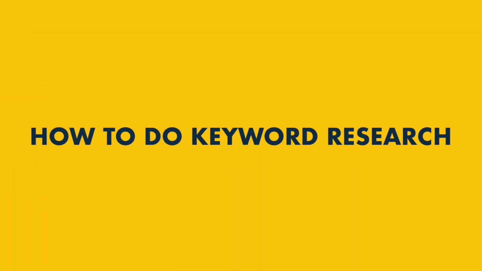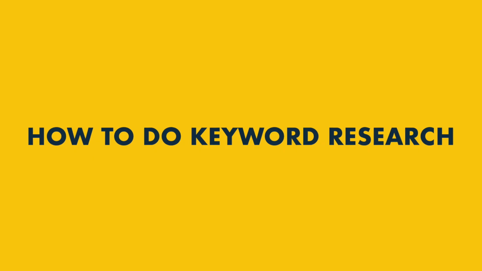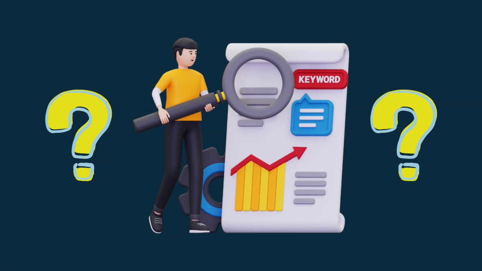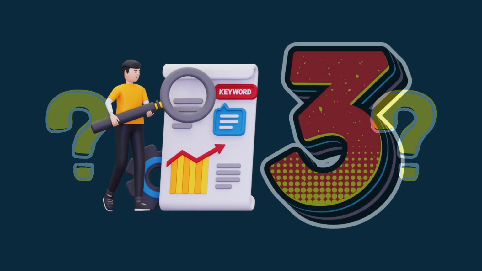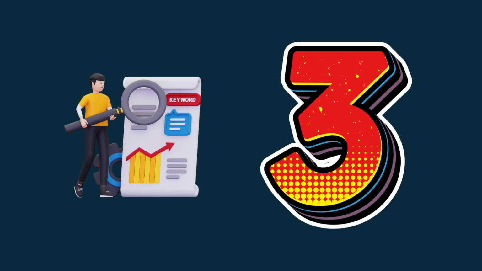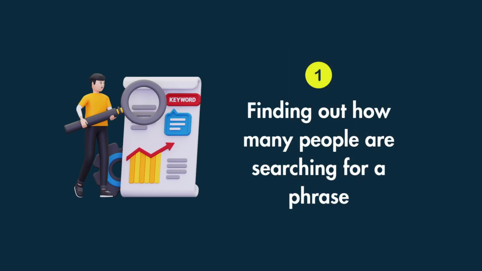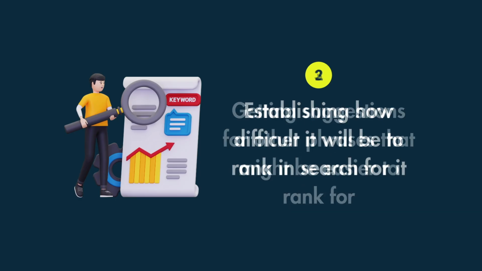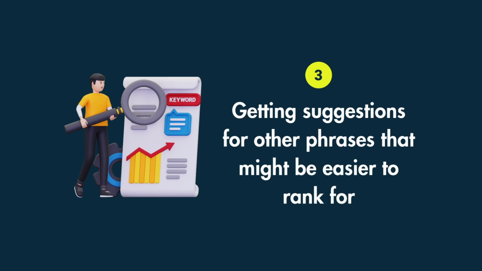In this video, I'm going to show you how to do keyword research. But before taking you through the process, I want to dwell for a moment on what keyword research is. Keyword research is generally about three things: finding out how many people are searching for a particular phrase, establishing how difficult it is going to be to rank in search for it, and getting suggestions for other phrases that it might be easier to rank for.